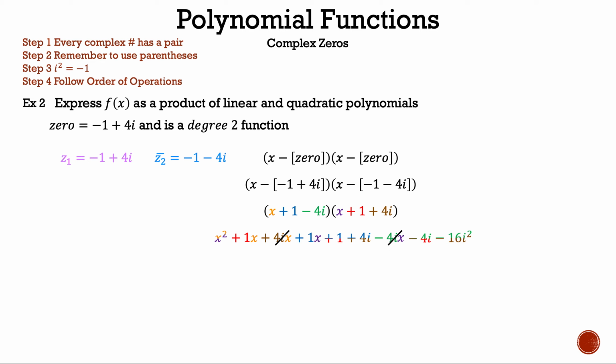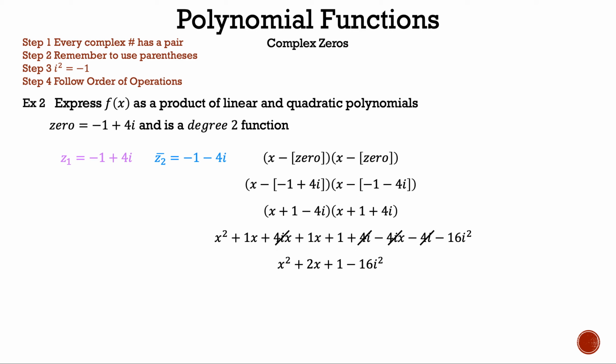There is one more set of like terms that we can cancel. Can we find them? That's correct, the positive 4i and the negative 4i. So we have x squared plus 2x plus 1 minus 16i squared after combining like terms.